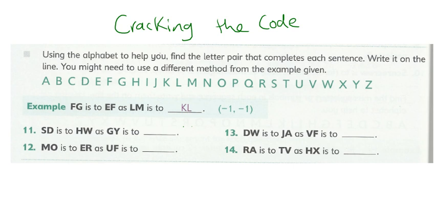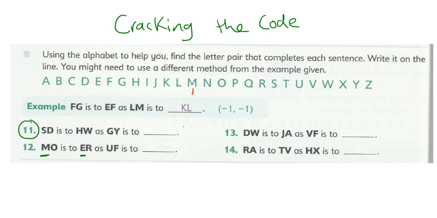However, this first one is a peculiar case. So we won't do this first. We will do number 12 first, and then once we've done 12, 13, and 14, we will come back to number 11. So let's have a look at number 12. It says M goes to E. So here we have M, which is going to E.